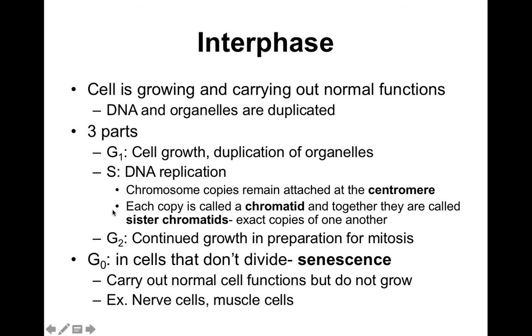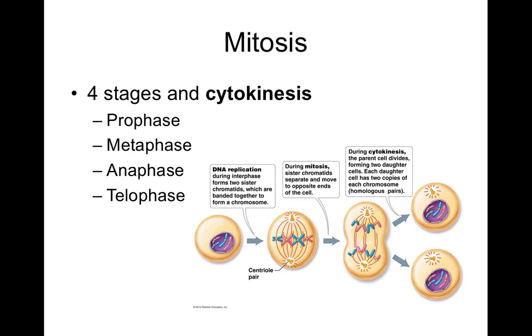And then G0 is where cells that don't divide stay. This is what we call senescence. They basically carry out normal functions. It's G0 where the cells carry out normal functions. Like, I'm just being a nerve cell today. That's what I'm doing. Not dividing.